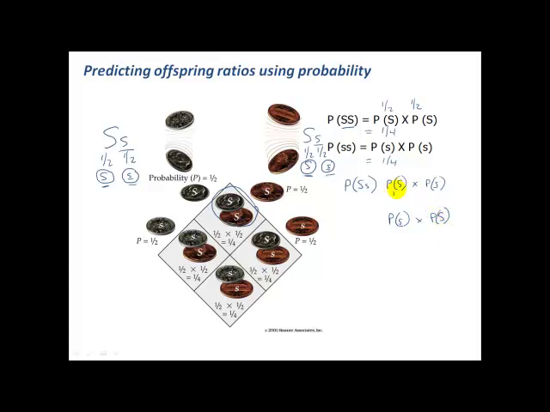Now, in either case, the likelihood of inheriting a dominant allele from parent 1 is 1/2. The likelihood of inheriting a recessive allele from parent 2 is 1/2. So this outcome will be 1 out of 4. Same for this.